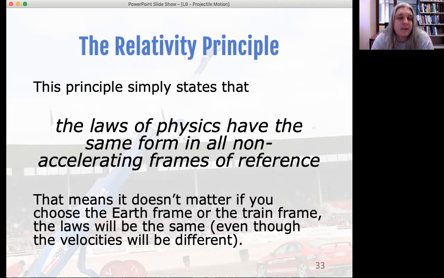So the laws of physics have the same form in all non-accelerating frames of reference. That means it doesn't matter if you choose the Earth frame or the train frame, the laws, the equations, everything that we are considering, everything we've talked about will be exactly the same. The velocities will be different, the actual values you put into your equations will be different, but all the equations and all the ideas and concepts are exactly the same. Just the numerical values you get out will be different.